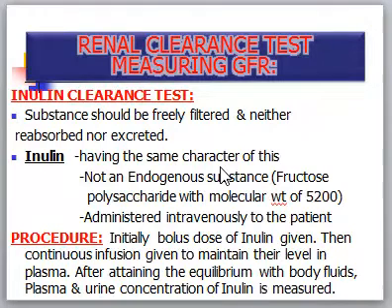The concentration of the inulin in plasma and urine and the volume of urine excreted are estimated. In this way we do the inulin clearance test. Inulin is not an endogenous substance, and it is administered intravenously to the patient. Initially a bolus dose of inulin is given, then a continuous infusion is given to maintain its level in plasma. After attaining equilibrium with the body fluids, the plasma and urine concentrations of inulin will be measured.